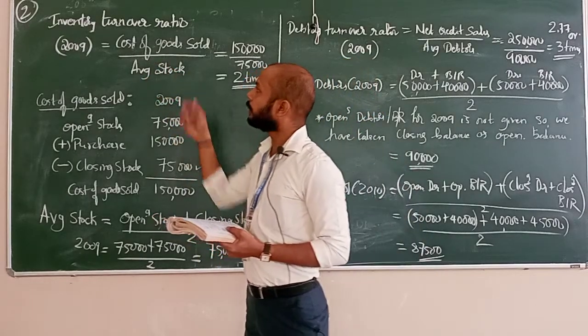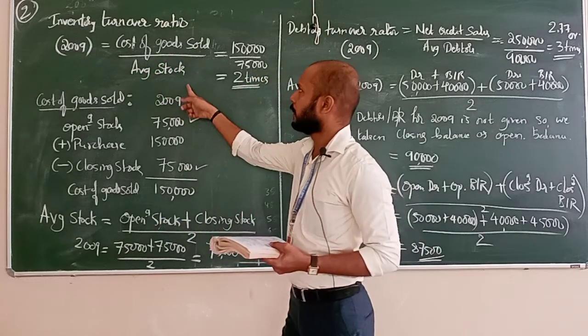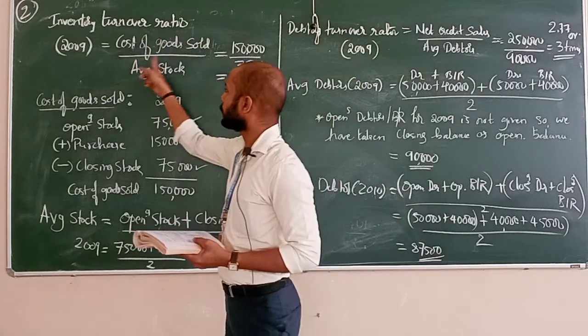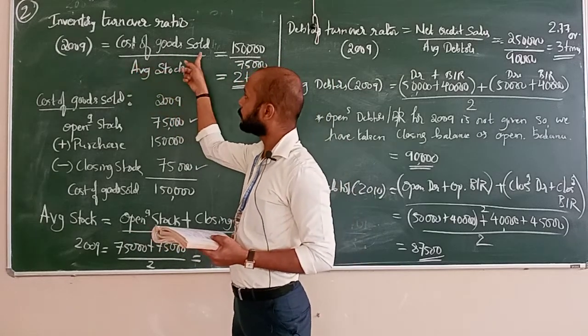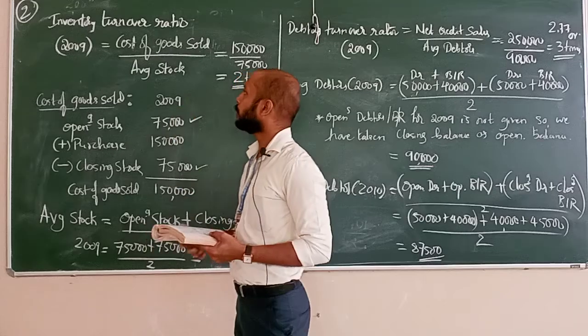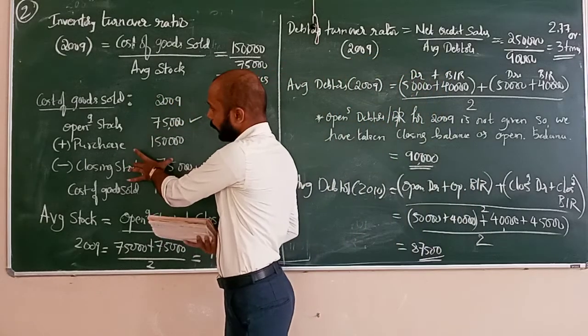So the inventory turnover ratio formula is cost of goods sold divided by average stock, which is very simple to remember. Cost of goods sold divided by average stock. So how are you going to calculate cost of goods sold? The inventory turnover ratio formula says cost of goods sold divided by average stock. So I have taken here the cost of goods sold.